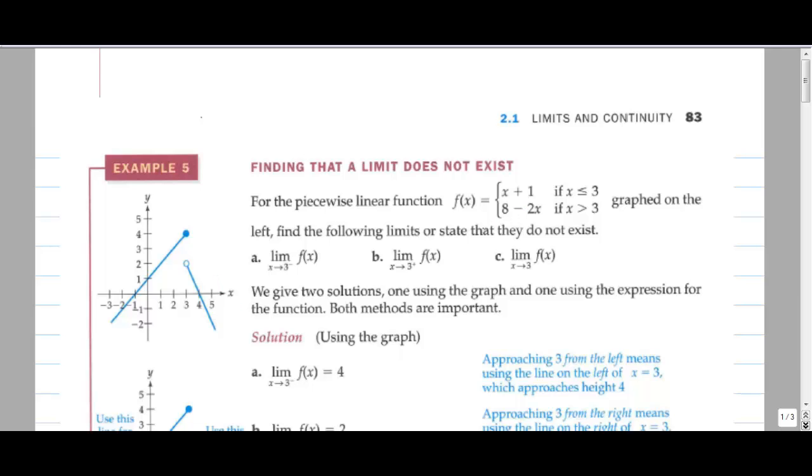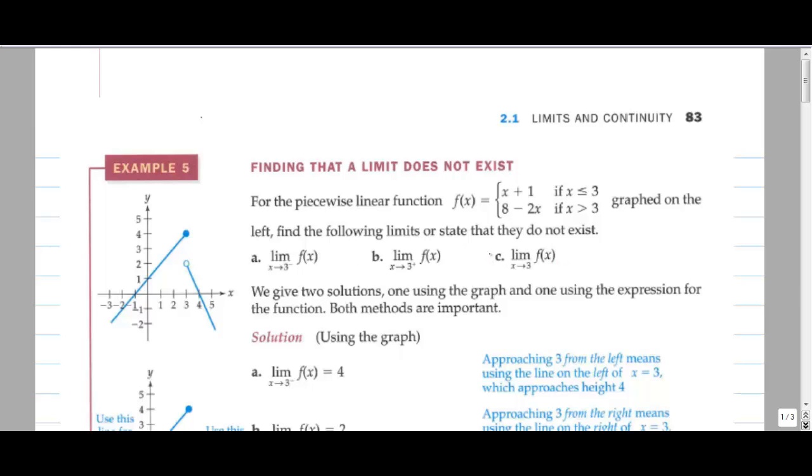Now notice, when x equals 3, we're on the line x plus 1. So that means we're on this line, and that's why you have a closed circle here. And when x is greater than 3, 8 minus 2x is not defined at 3, so you have an open circle here. Okay. And how do they know what the y value is?